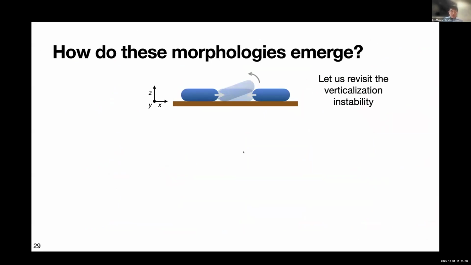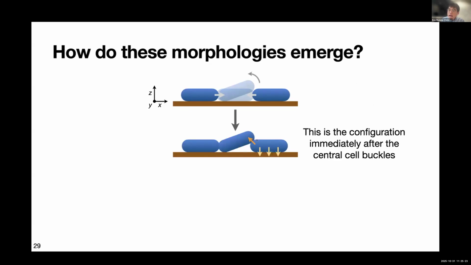And we are now actively working on understanding how these morphologies emerge. So we're working on building toy mathematical models that get at the mechanisms underlying these morphological transitions. But to give you a schematic picture of why this is happening, let us revisit the verticalization instability that I talked about previously. If we consider the configuration immediately after the central cell buckles, and if we pay attention to the configuration of this cell on the right, this cell is subject to cell-substrate adhesion forces in yellow and cell-cell adhesion forces in orange, and there is a competition between these forces.